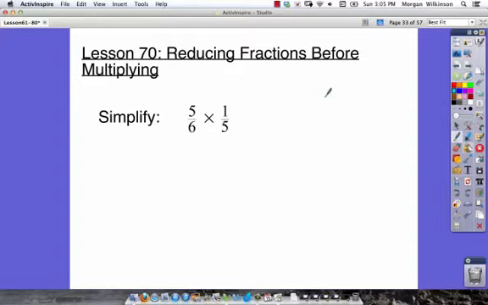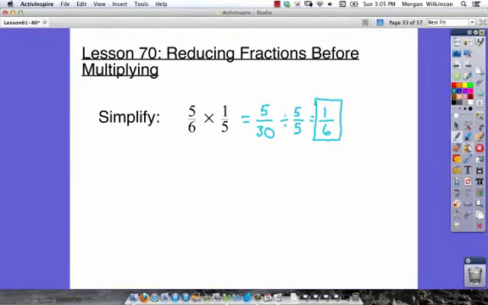Lesson 70 is all about reducing fractions before multiplying. Now typically when we look at a problem like this, where we simplify 5/6 times 1/5, we know we multiply straight across the top. 5 times 1, that's 5, and 6 times 5, that's 30. Then we'd have to reduce. Then we're going to divide by 5/5, a fraction equal to 1, and we get an answer of 1/6. And we're all done. That's the correct answer for this problem.